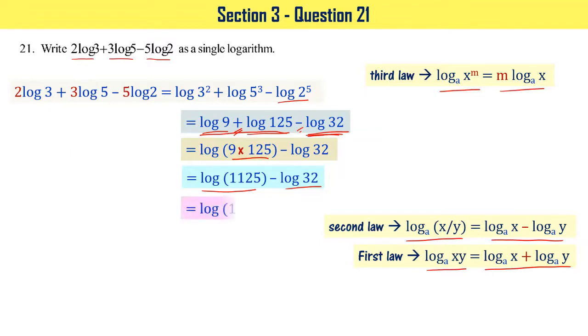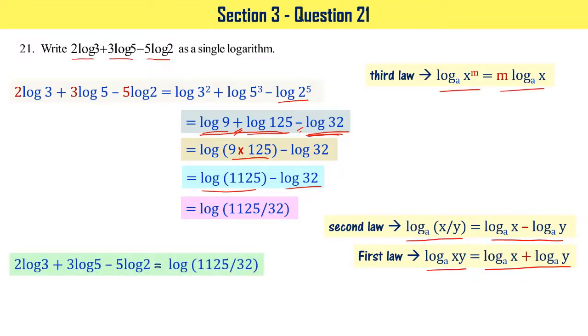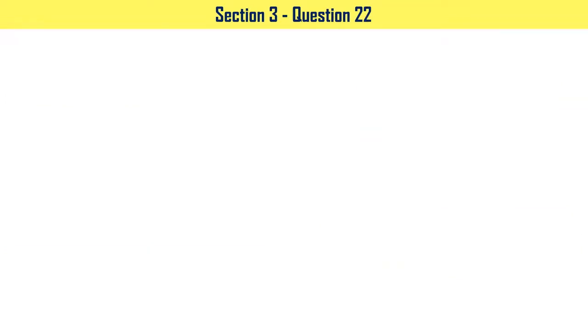Let's write that. So this is what we are asked to do: we are given 3 logarithms, the sum 2 log 3 plus 3 log 5 minus 5 log 2, and we have expressed it as a single logarithm, that is log of 1125 divided by 32, right? Now let's go to the next question, that is question number 22.